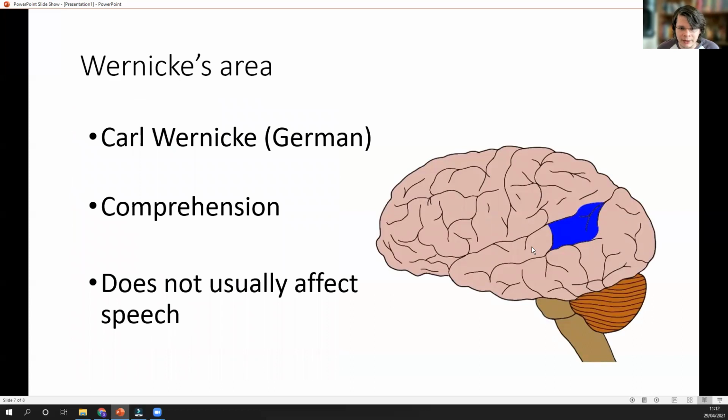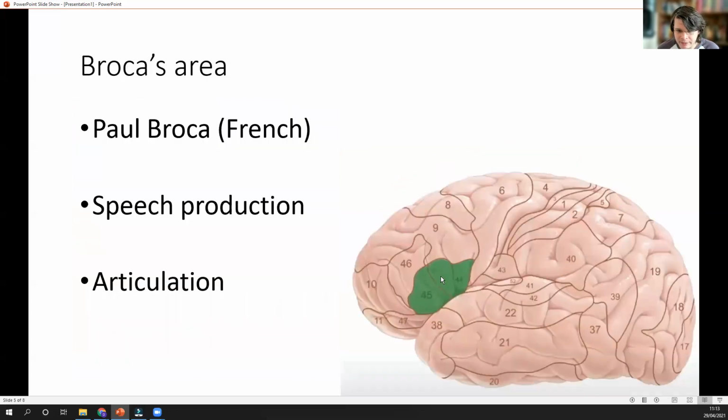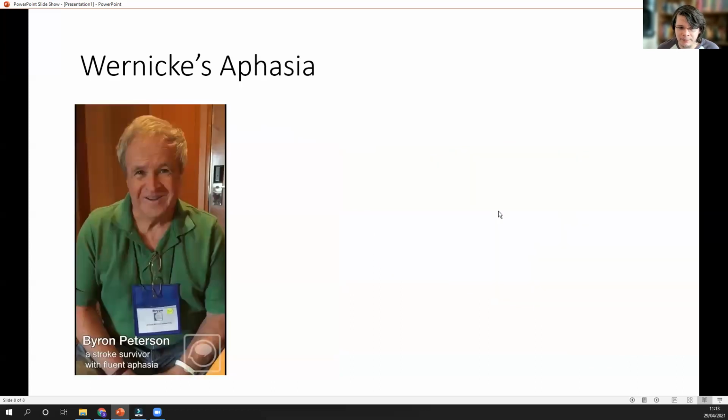So let's have a look at another area, which is Wernicke's area. Just remember that Broca's area is right here, and Wernicke's area is over here. Now, this usually affects comprehension. Some people call this fluent aphasia, when you can speak absolutely fluently, but you don't really make any sense because you don't understand what somebody has said to you. This doesn't usually affect speech. So I have another video here.